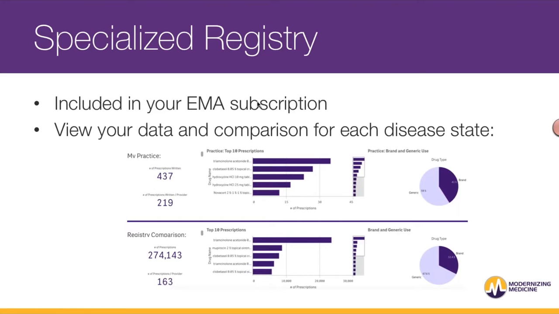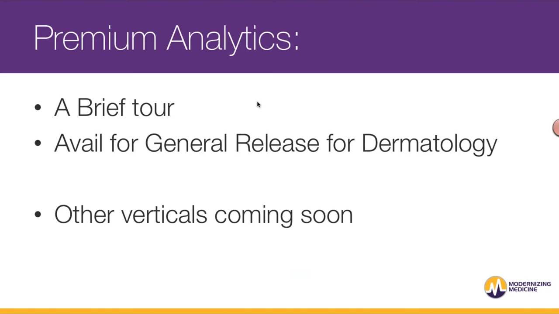So for example, I'm looking at the pruritus registry here. I can see that in my practice, we wrote 437 prescriptions. You can look at the distribution of the top 10 prescriptions and the brand and generic use from here as well. Access to those reports are all controlled via Firm Admin. They are available 1 seat per practice at no cost, but also available through our clinical premium analytics.